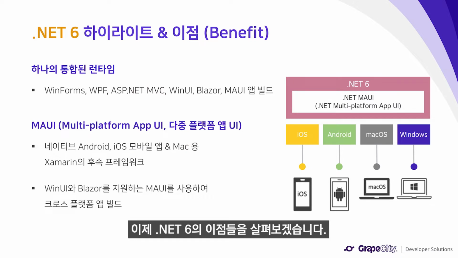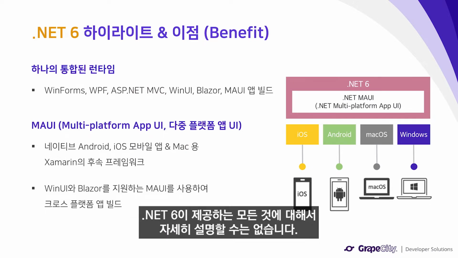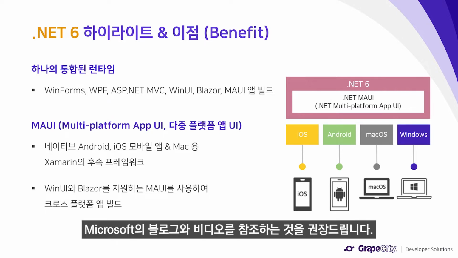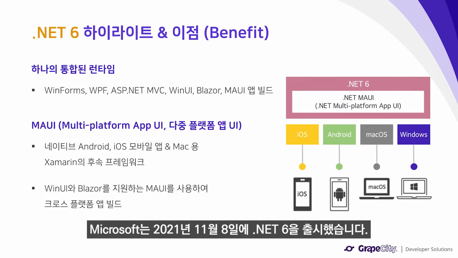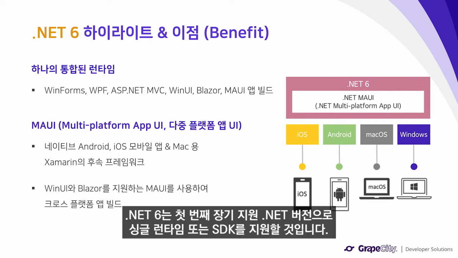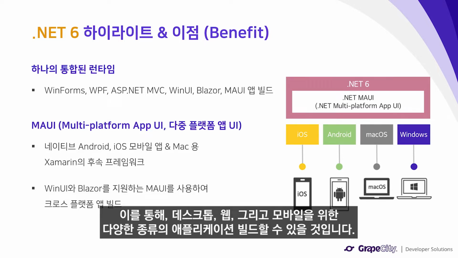So now let's jump into some of these .NET 6 benefits. I can't go into as much detail on everything .NET 6 has to offer. For that, you should refer to Microsoft's blogs and videos. Microsoft just released .NET 6 on November 8th last week, and they've announced all the details during the .NET conference. They've positioned .NET 6 to be the first long-term support .NET version that will support a single runtime or SDK to build all of these different types of applications from desktop to web to mobile.